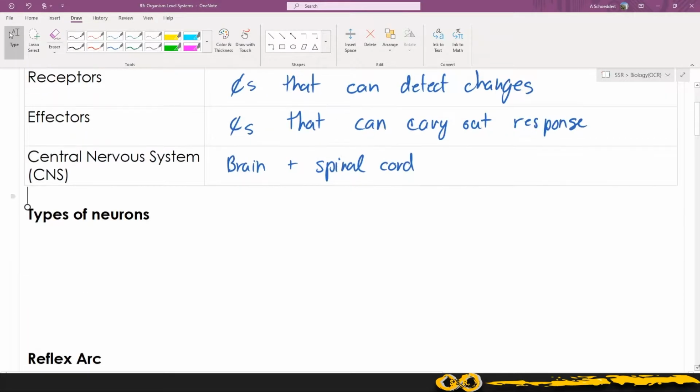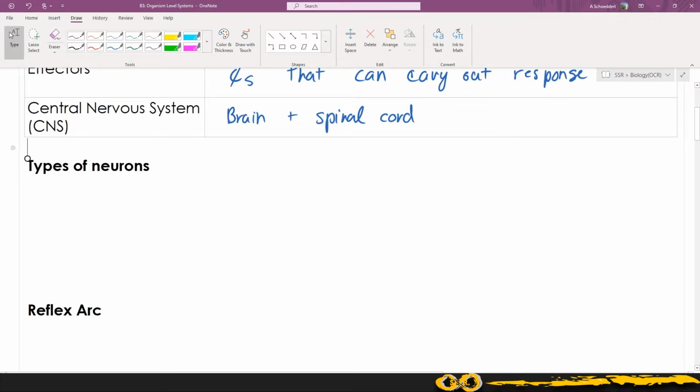Your nervous system itself is made up of three main types of nerve cell or neuron. The first of these is your sensory neuron. And it is going to take the signal from the stimulus, from the receptor, and it's going to pass that signal along and into the central nervous system. It looks a little bit like this, although this is not the greatest of drawings.